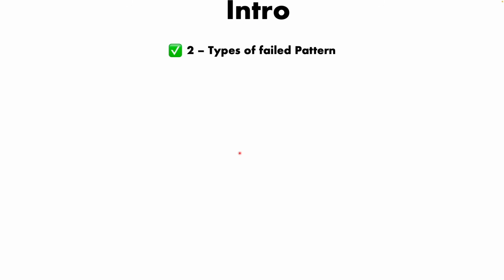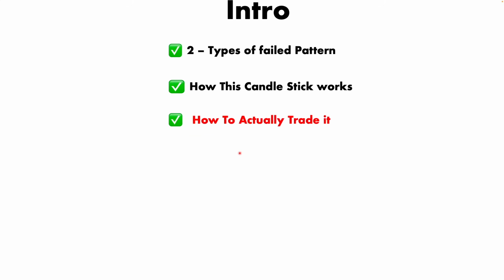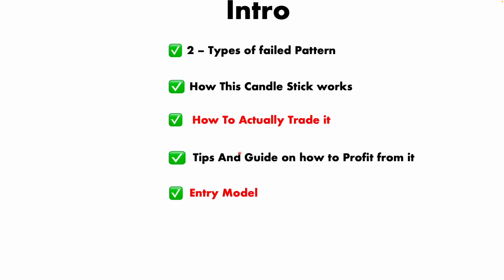So in this video, we're going to cover everything that you need, starting with the two types of failed engulfing candlestick patterns, and also how to trade this candlestick and how it works. We are going to see how to enter the trade, how to actually trade it, and how to spot it in the market. Another tip is that I'm going to guide you on how to profit from it, because it's fairly easy to understand. And lastly, we are going to show you an entry model so that you can at least try to benefit from it. We're going to do a few examples at the end of the video.